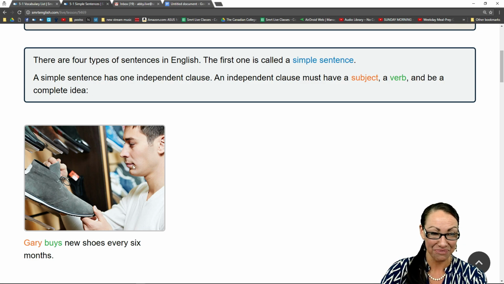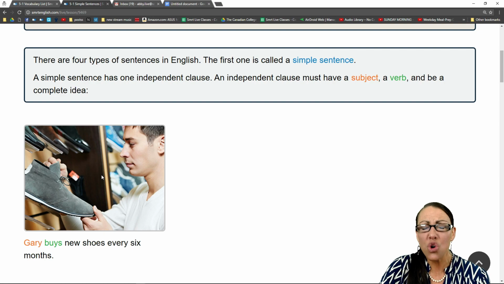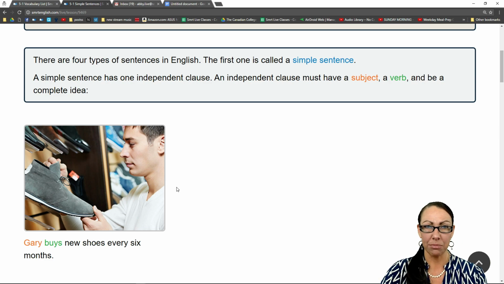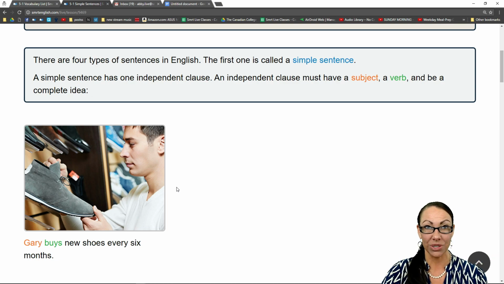sentences used in English. Our example, Gary. So Gary, of course, is the subject, who we're talking about. What does Gary do? Gary buys, there's our verb, new shoes every 6 months. All right, Gary. I hope he tries them on to make sure that they're not too tight. So subject, who or what we're talking about, and then verb, what the action is for our simple sentences. So Gary buys new shoes every 6 months.